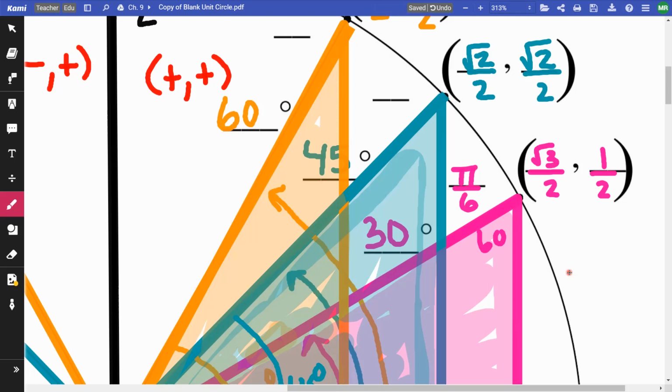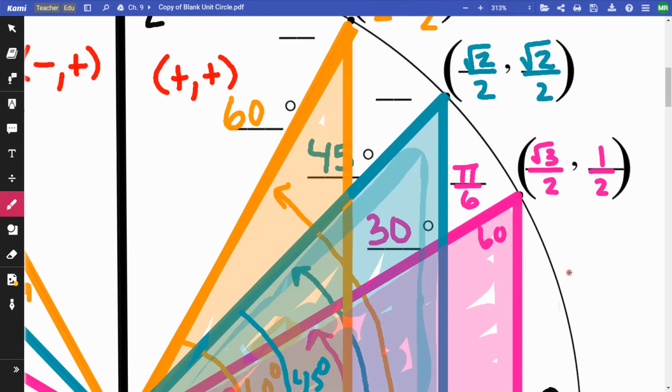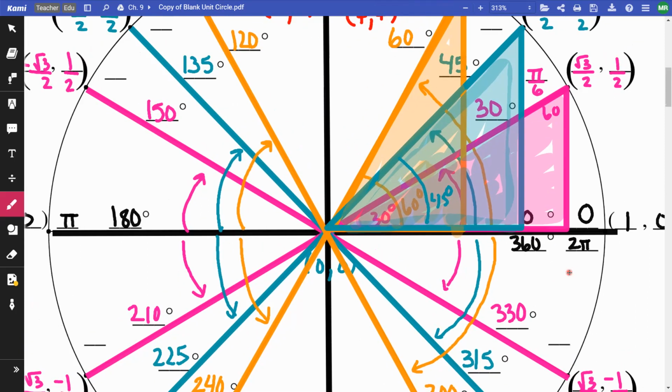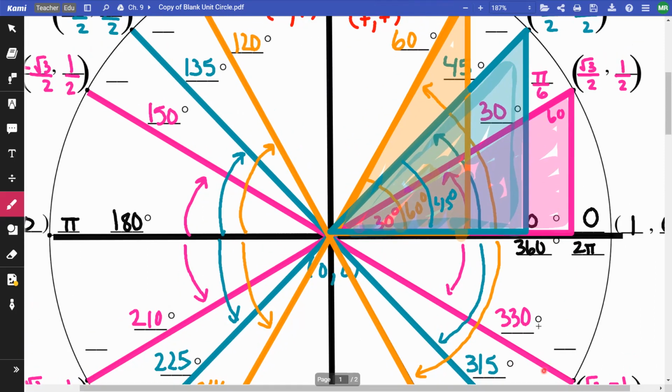Pi over 6. It's 1/6 of pi, because 30 is 1/6 of 180. Now, what I think about is the same way I thought about this. I was 30 above, 30 below, 30 above, 30 below. I'm going to think that same way. I'm pi over 6 above. Here, I'm going to be pi over 6 short of pi.